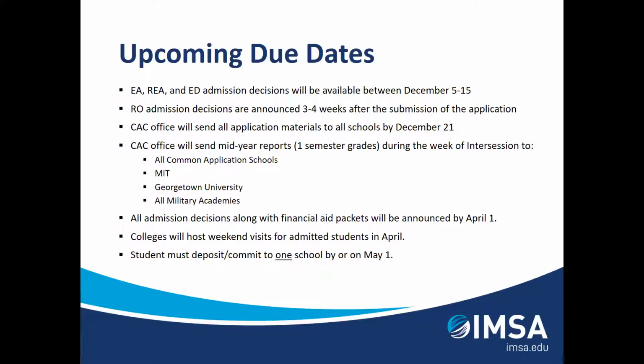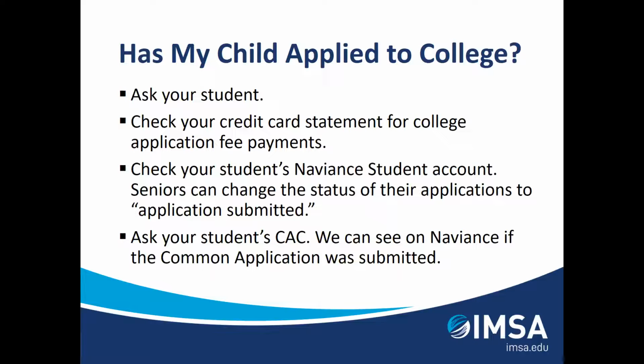Now we come to the most important slide, the slide for which you actually are participating in this webinar. How do you know whether or not your child applied to college? Well, first of all, ask your student. It sounds plain and simple, but truly, some parents forget to do that. Number two, please check your credit card statement, because remember, every single college application costs money. Unless your student has a credit card that is not tied to your record, then you will never know whether or not he or she applied, because you will never see that charge.